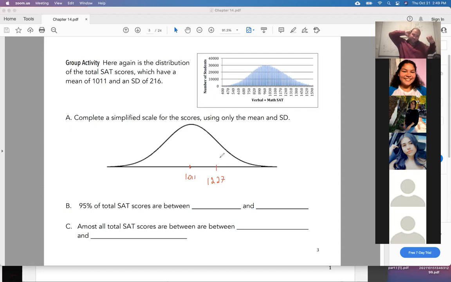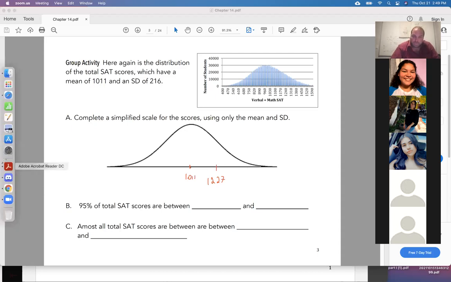95% of total SAT scores are between what two numbers? I'm a little confused. Where did you get the 1227 from? Well, do you agree that the mean is 1011 and that the standard deviation is 216? Yes. So if I go 1 deviation to the right, I'm 216 more than this number here. I see. Okay, I get it now.